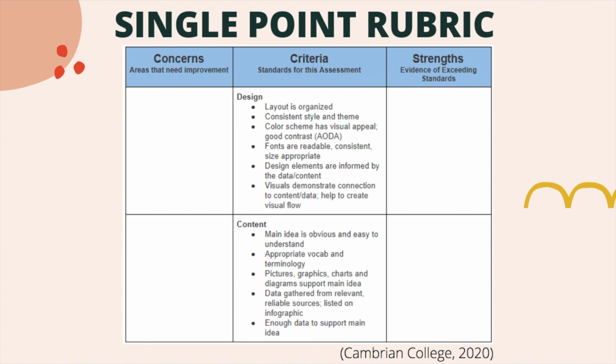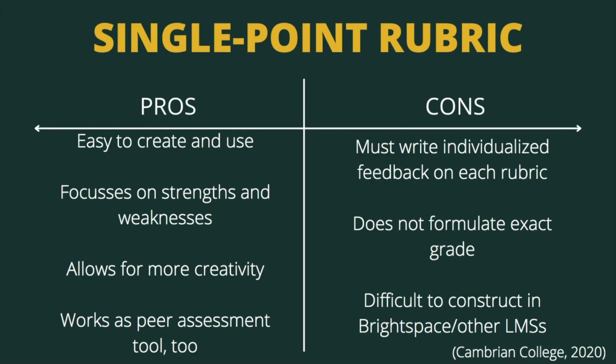The single point rubric has gained a lot of popularity in recent years. The single point rubric is a hybrid between the analytic and the holistic rubrics. As you can see here, the criteria is listed in the middle column, and there are blank spaces to write manual feedback in the right and left columns. The single point rubric has its pros and cons as well.